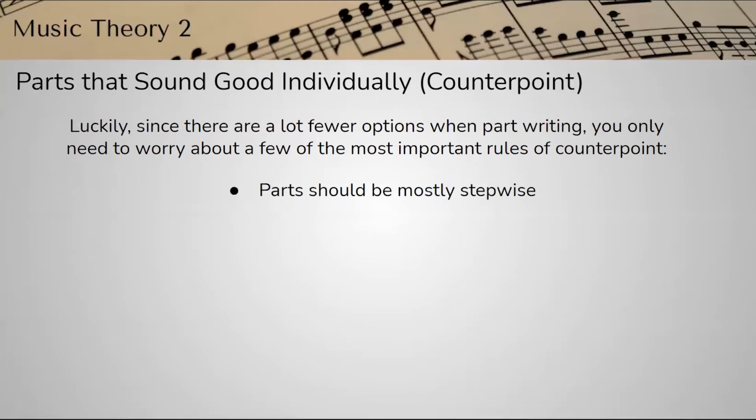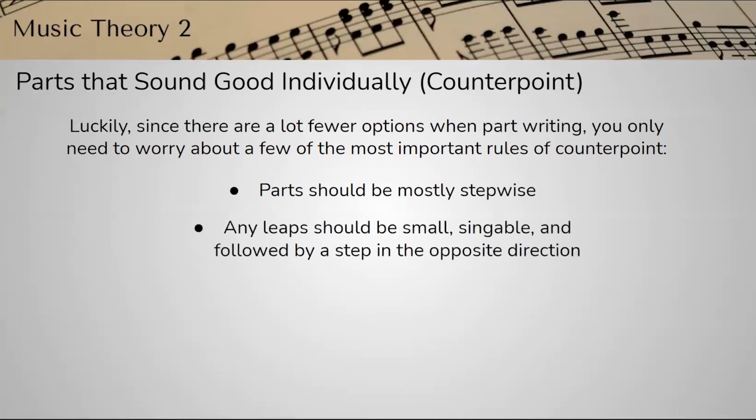So first of all, the best practice is that the parts should be mostly stepwise, just like good melodies in counterpoint should mostly move by step. If you do have leaps, they should either be a third, and then anything else can happen. But if they are bigger than a third, then they should be a singable interval, like a perfect fourth, a fifth, sometimes a sixth, but that's pretty rare. If it's a bigger leap like that, it should be followed by a step in the opposite direction, just like with counterpoint.